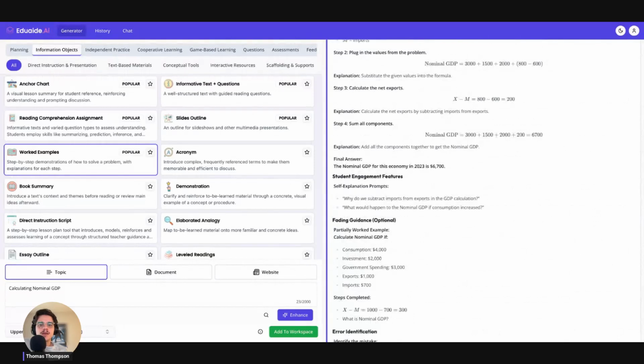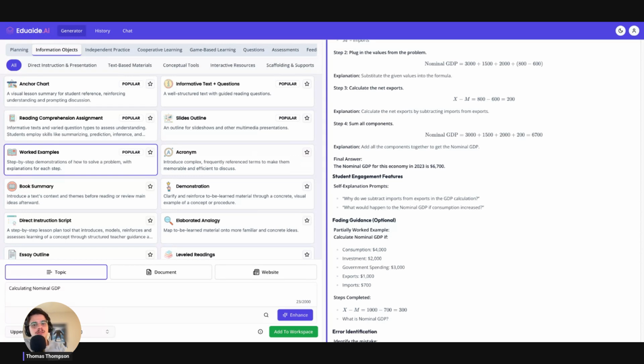So, in short, you want a step by step solution. Try to insert maybe some self explanation prompts, some guiding questions, fading guidance for scaffolding. This allows teachers to provide partially completed examples, error identification tasks with maybe incorrect worked examples for students to analyze, and then you integrate it with practice and feedback.